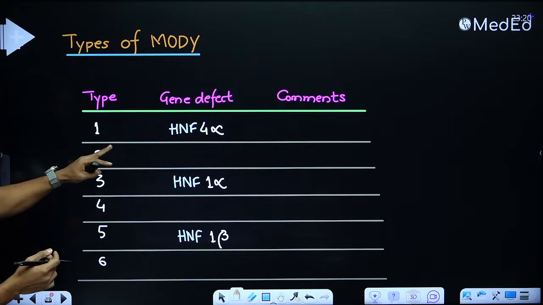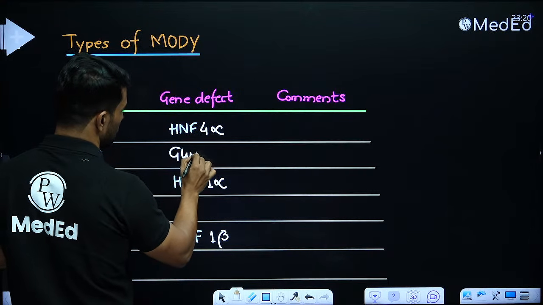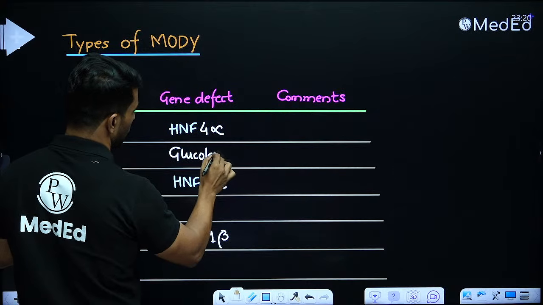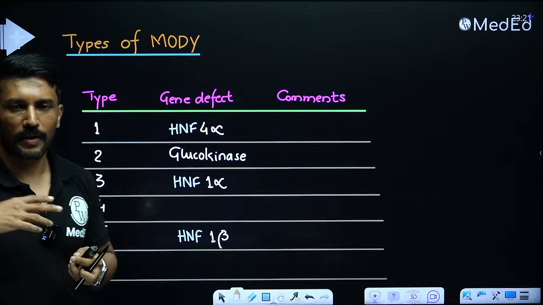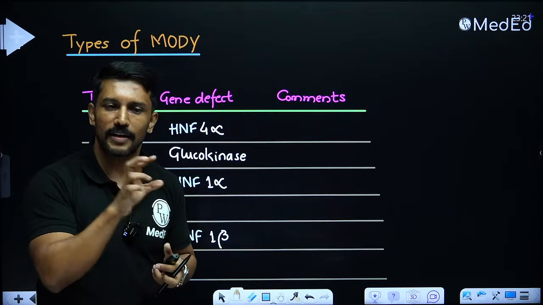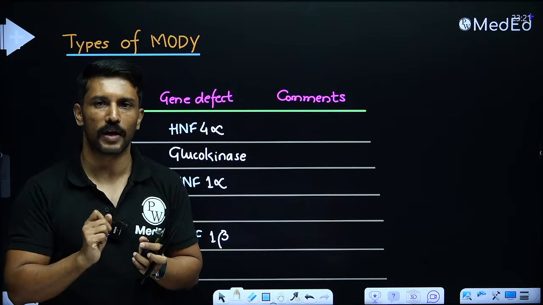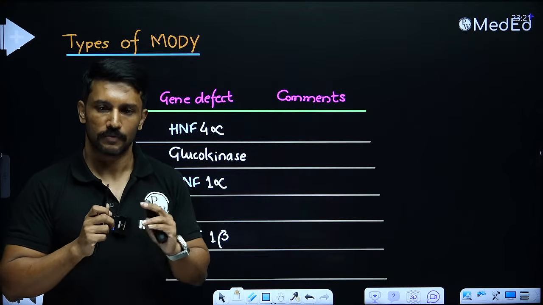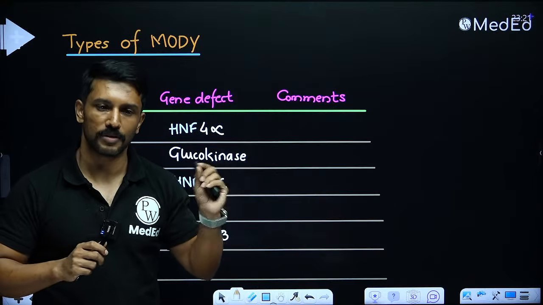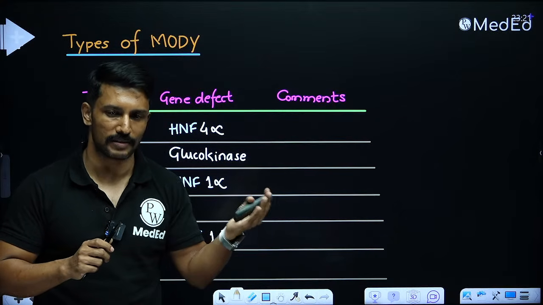Okay, then MODY due to mutation in the glucokinase gene. We were just talking about it, right? As the glucose enters the pancreatic beta cell, we will activate a process of generating ATPs using this glucose, and one of the first steps is phosphorylation with the help of glucokinase. If there is a mutation, even when more glucose enters the cell, we will not generate ATPs. If I'm not generating ATPs, I will not cause potassium efflux and depolarization of the beta cell membrane.